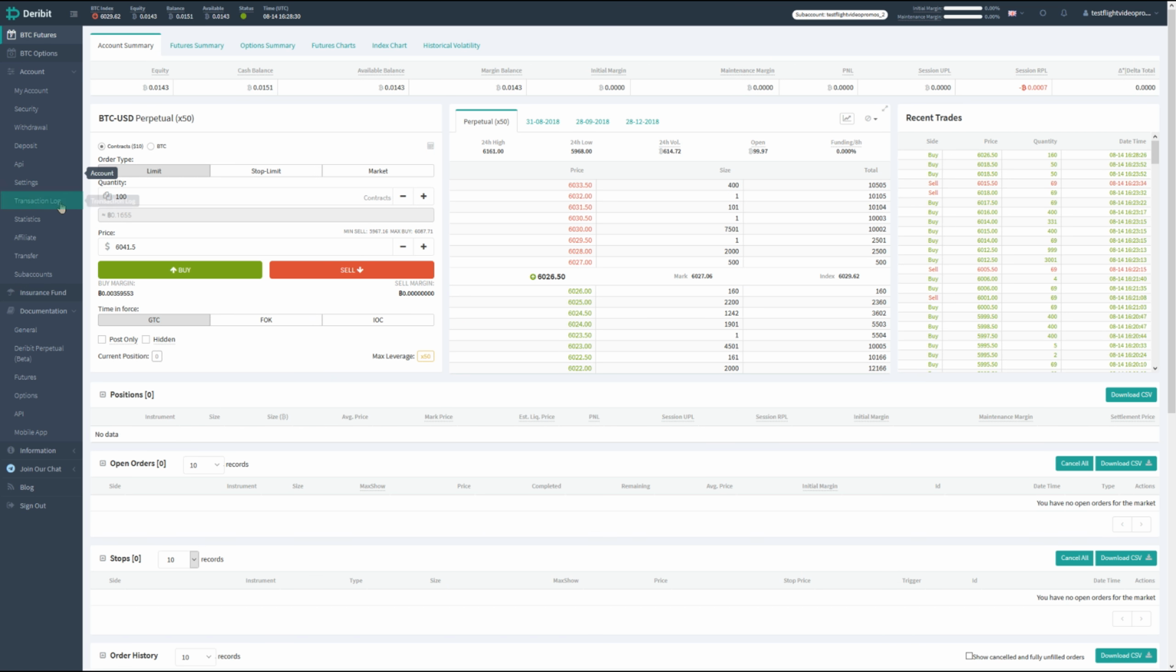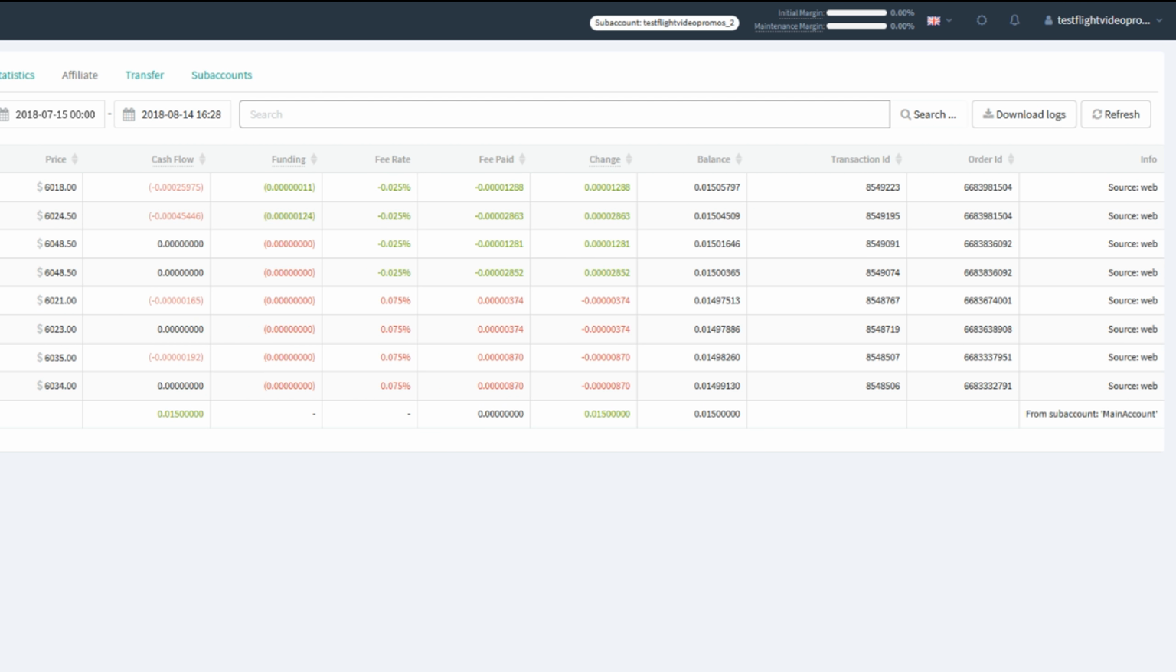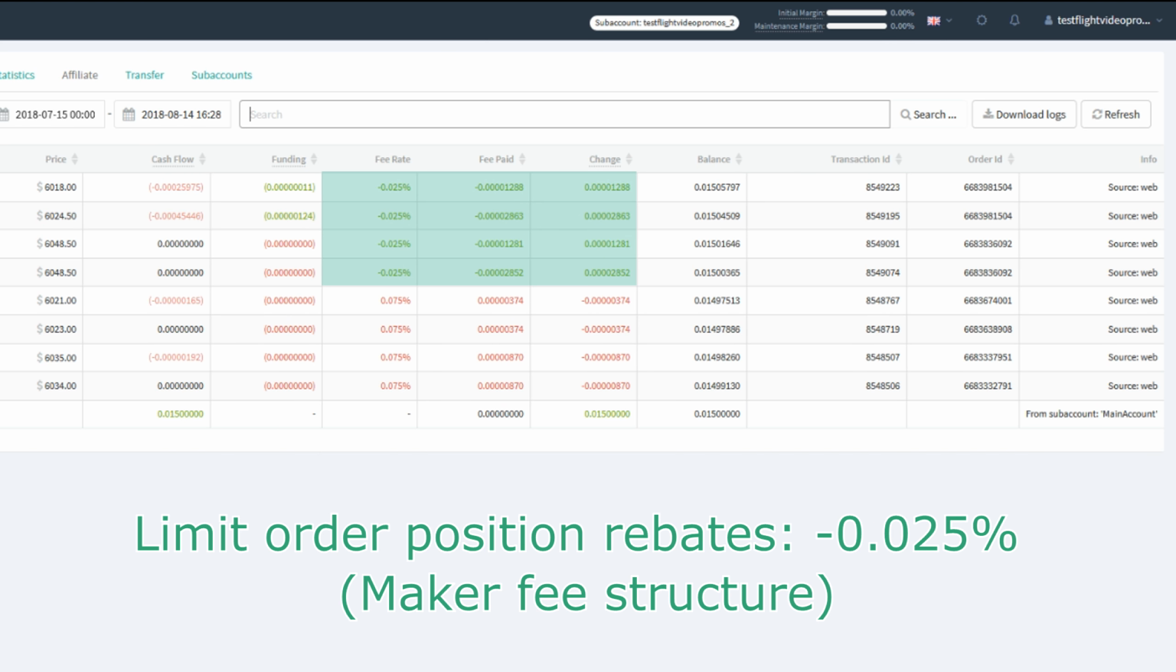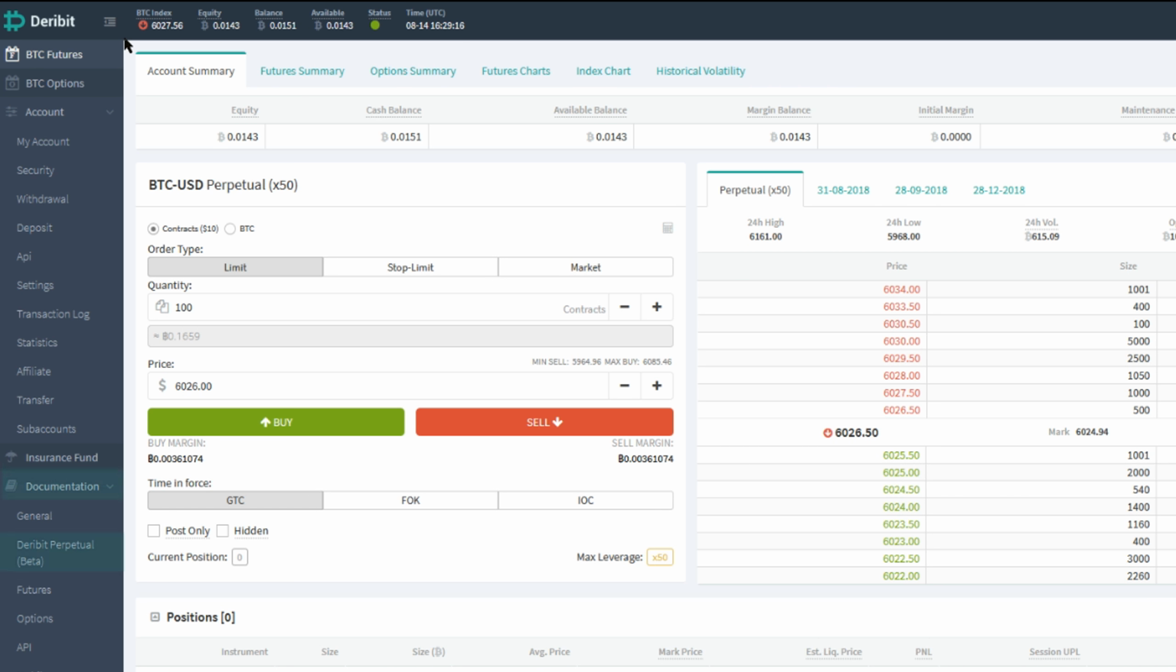The position is now closed and we can view our trade over in transaction log under account. On our closing trade, the funding received or paid during the position is visible in this column and added to our realized profit and loss of the trade. Like profits and losses from price movements, these amounts are added to the account equity and are available to be withdrawn on daily account settlement at 0800 UTC. For the funding formula itself, please refer to the documentation section of the Deribit website.